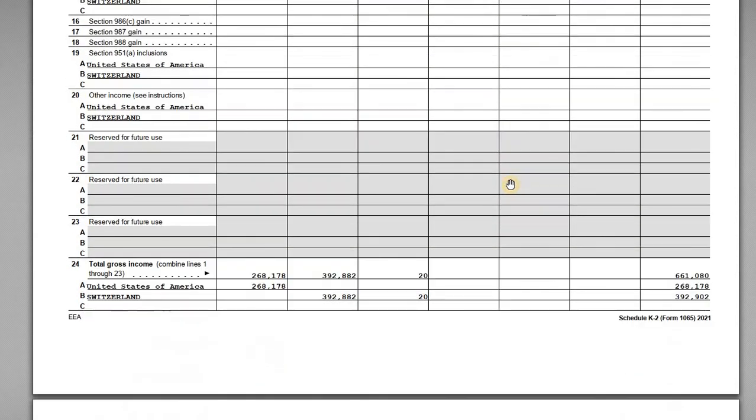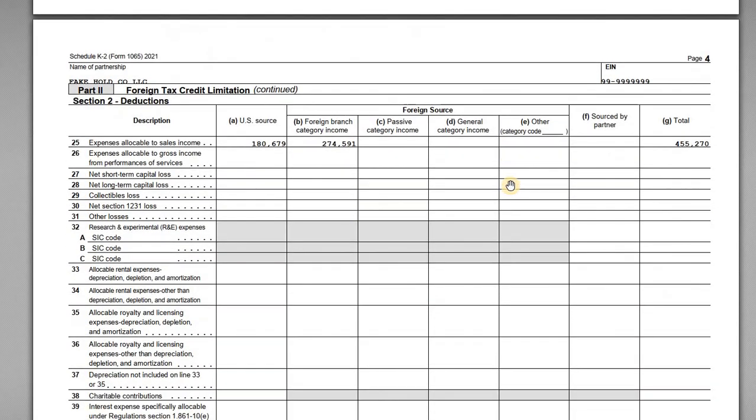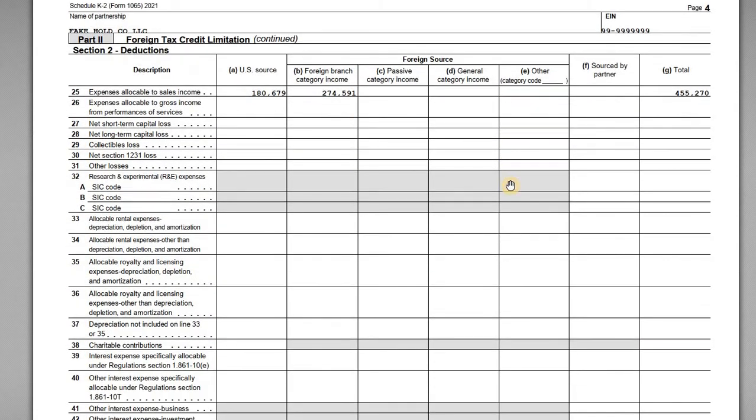Now, if we scroll all the way down to the second part here, so part 2, section 2 for deductions, same approach here. We're breaking out the expenses by U.S. versus foreign source, and then being more precise within the foreign source section about what type it is, right? Is it foreign branch category income, passive income, or general category income, or some other type of income?